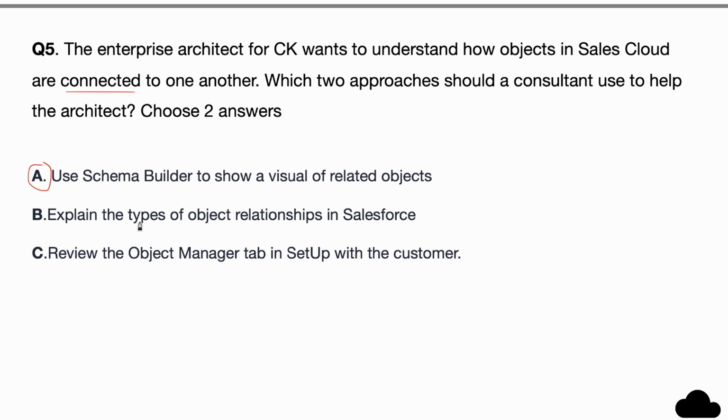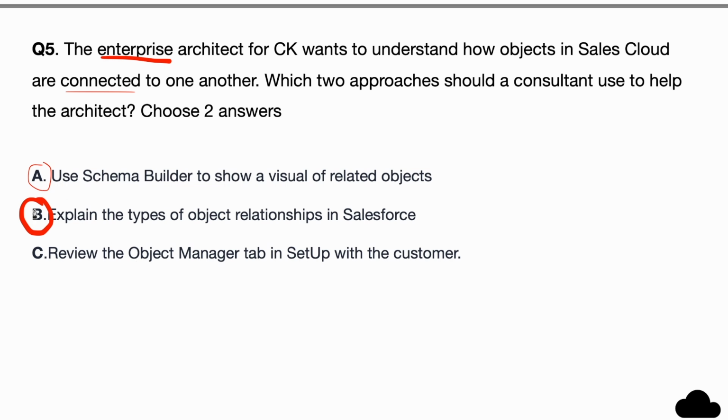Then B, explain the types of object relationships in Salesforce. This will be important. The consultant would need to explain this because the enterprise architect, like the question says, is looking at various IT systems. There might be an organization that's using Salesforce, they might be using SAP, they might be using ServiceNow, they might be using a combination of all of these systems, and the enterprise architect might not know in depth everything about Salesforce. And so this is where the consultant would come in and not just show the schema builder, but also explain the types of object relationships in Salesforce.